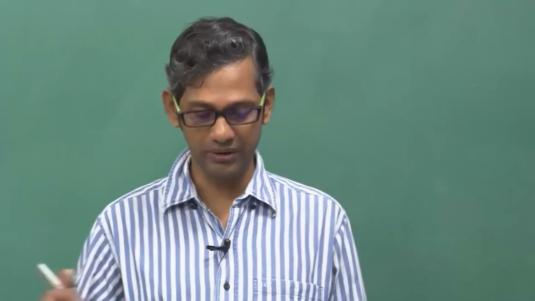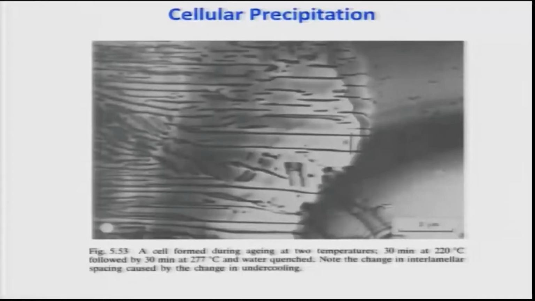Let me just show you one picture before I stop today. This is basically a cell form, again in an aluminum magnesium alloy. This is during an aging treatment at 2 temperatures, one at 220 degrees Celsius for 30 minutes, followed by 277 degrees Celsius for again 30 minutes, and then obviously a water quench. You see, this is the alpha grain, and these black color things are the beta precipitates, and this was the grain boundary, and they form like a cell, right.